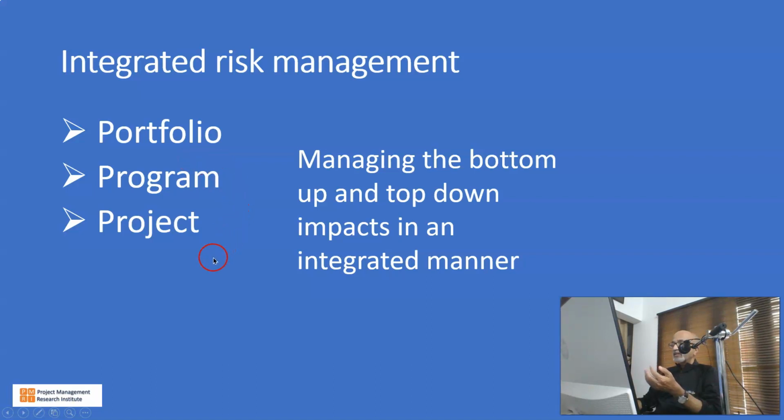So risks are connected. So it can go bottom up or top down as well. If the portfolio is getting shuffled, sometimes your project is at risk. And if the program is getting cancelled, or if the other components in the program are getting delayed, your project can get into trouble. So managing the bottom up and top down impacts in an integrated manner, that is the essence of integrated risk management.